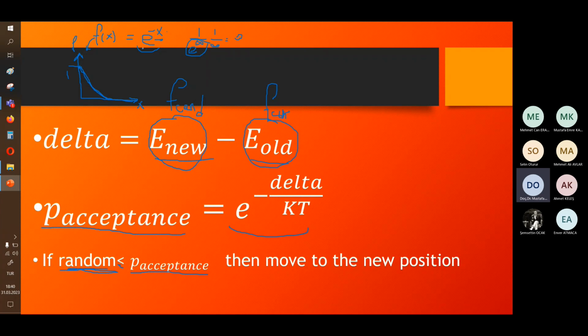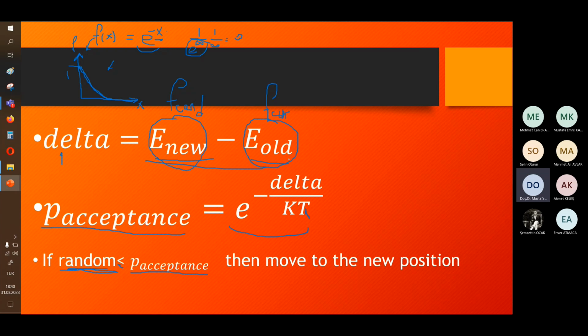So, knowing this function, let's talk about how temperature and how delta is affecting the problem. And please don't forget that this formula is valid for a minimization problem. If we are talking about a minimization problem, we should be using this formula. If it is maximization, the formulation should be modified. Anyway, now let's talk about the effect of temperature on the acceptance threshold.